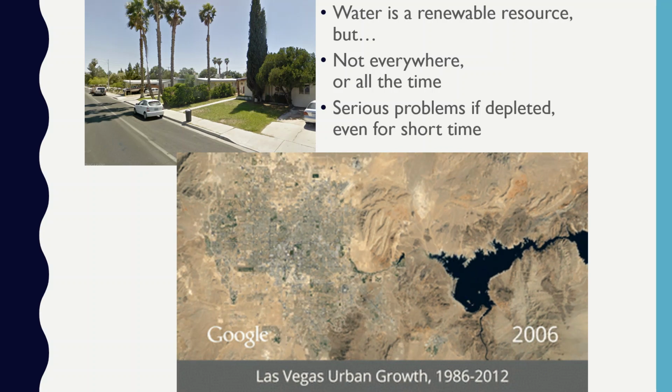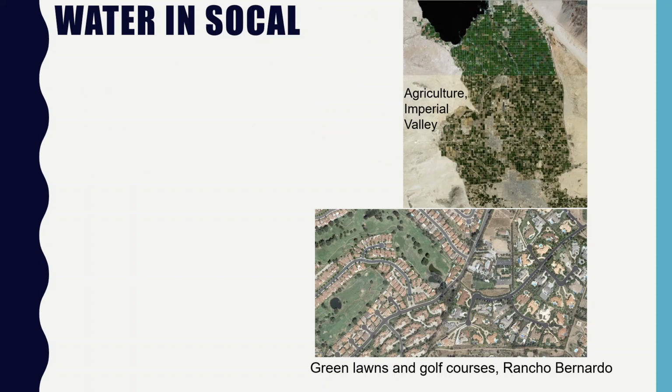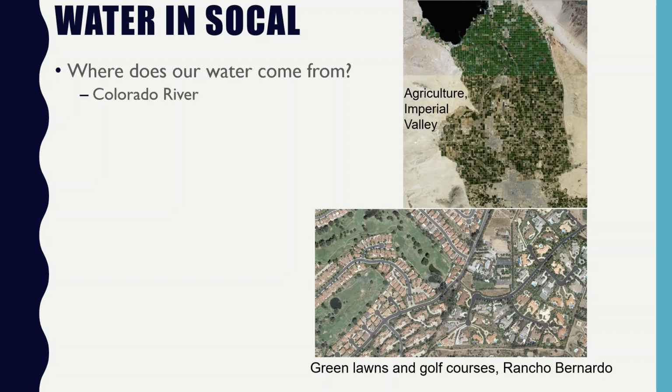So where does our water in Southern California come from, right? We have lots of green lawns and golf courses in Rancho Bernardo and lots of agriculture out in the Imperial Valley. Partially from the Colorado River. We have senior water rights over the Colorado River. We take a lot out of that. Some comes from the San Joaquin River Delta. Some comes from snowpack from the Sierras. And if we have bad snowpack, that really affects how much water we have available to us. And then desalination, there's a desal plant in Carlsbad that is operating now.